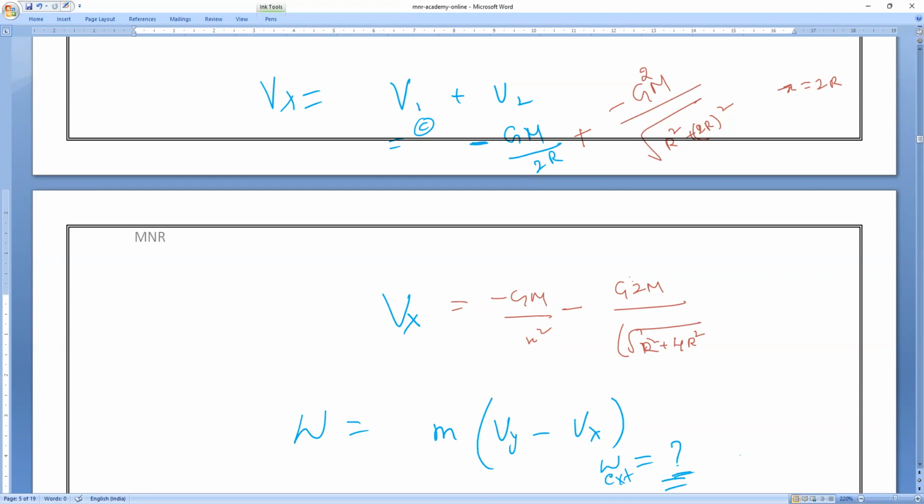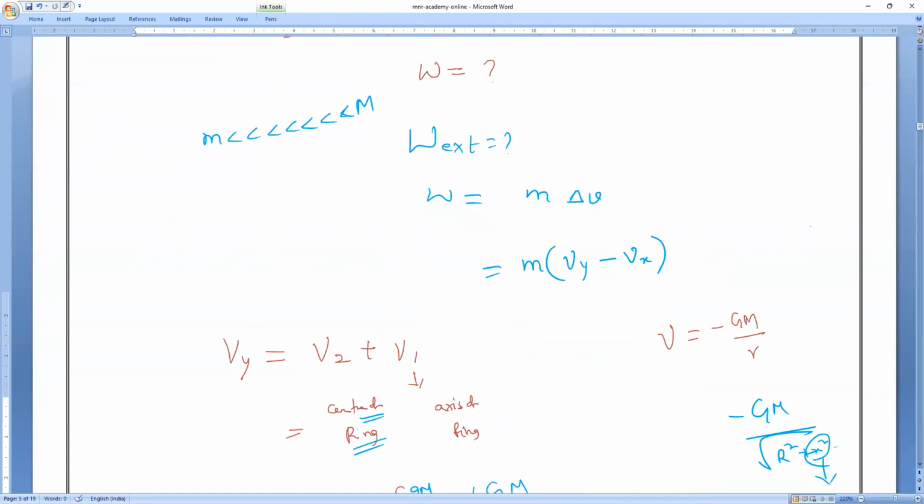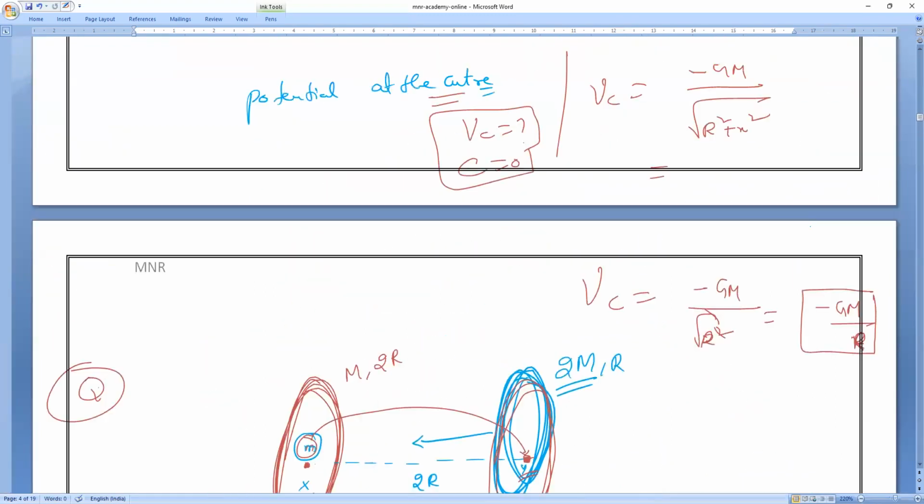So this is about the gravitational field. Now anybody having any doubt till here, you can ask me, or else we'll proceed further. Are you all clear? Understand? So substitute Vx and Vy in the given formula and you will get the work done. Now you solve it and tell me what is the work done.